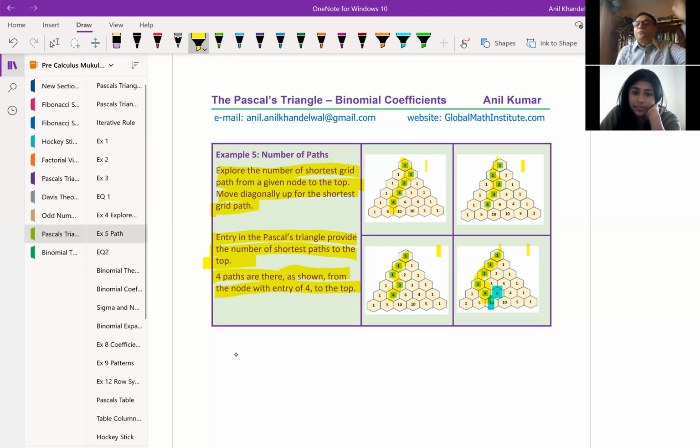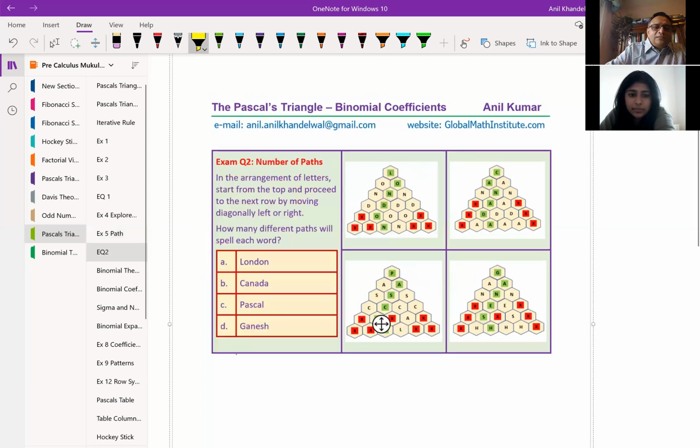Now it works both ways. If I want to come from the top to a position, let's say, if I want to travel from here to this position, there are 5 ways to do it, okay? That means now we'll be moving down, or right, or diagonal, right? Down diagonally, right? Do you see that? So that is how you can reach a particular spot. So it could work either way.